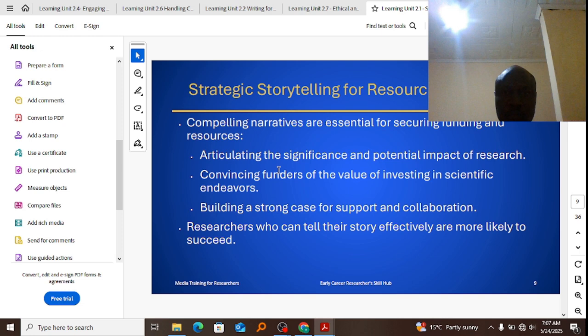Compelling narratives are essential for securing funding and resources. That is, articulating the significance and potential impact of research, convincing funders of the value of investing in scientific endeavors, and building a strong case for support and collaboration. Researchers who can tell their story effectively are more likely to succeed. You convince funders through your story, through your proposal, through your research, so that they can be compelled to fund your research.